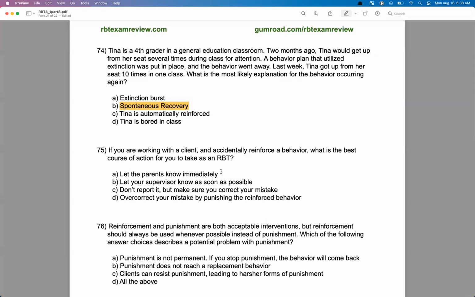B, let your supervisor know as soon as possible. Yes, right. This is a good choice. Remember, what does our task list say? Effective communication with a supervisor, seek clinical direction as soon as possible. If you accidentally reinforce something you shouldn't have, immediately text or call or reach out to the supervisor. Hey, this happened. How should I handle it?